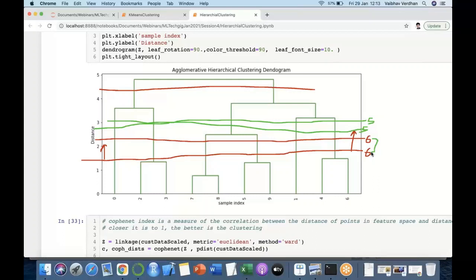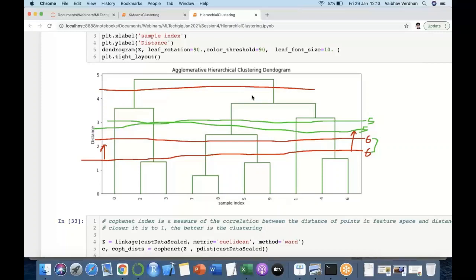Whichever cut gives me the maximum distance, that is my most optimal number of clusters. So over here, I would try to make more cuts, and wherever I get the maximum distance, that is my most optimal number of clusters in the hierarchical clustering algorithm.